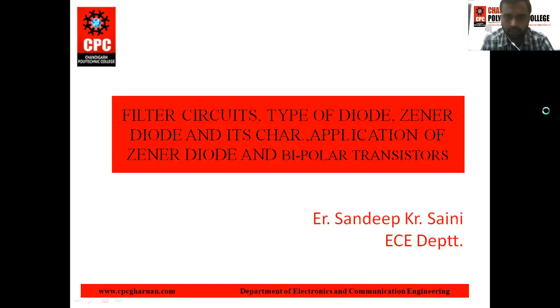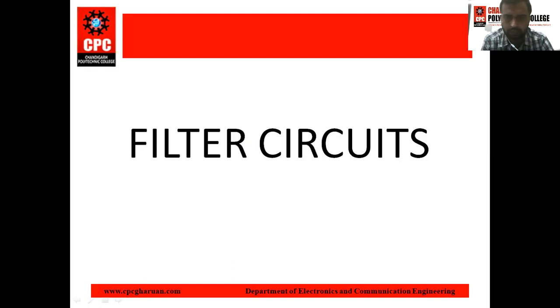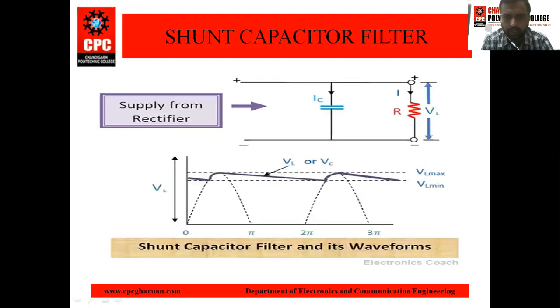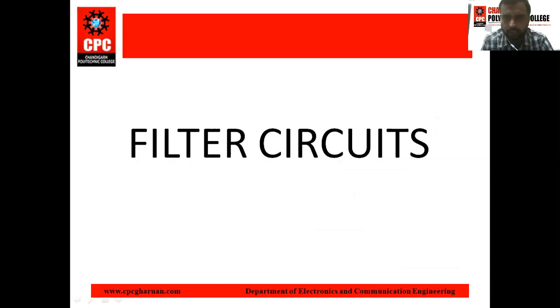First of all, we will discuss what filters are. As we said, there are four types of filters: first is the shunt capacitor filter, next is the series inductor filter, after that the LC filter, then the pi filter. One by one, we will discuss their function and show you the output waveform of these filters.